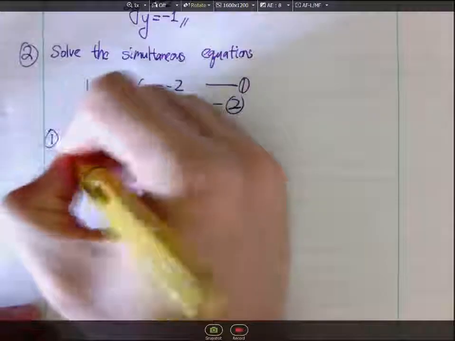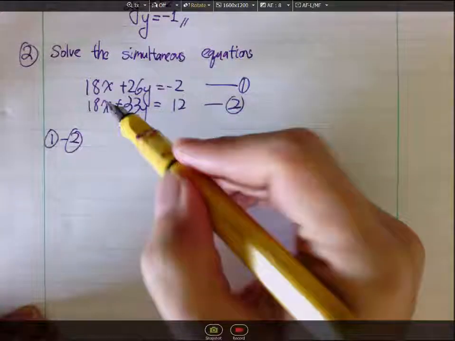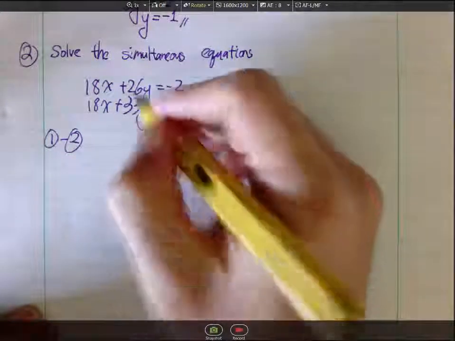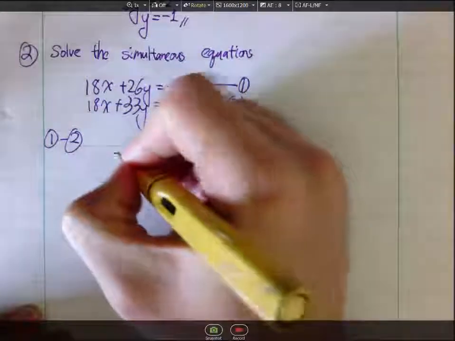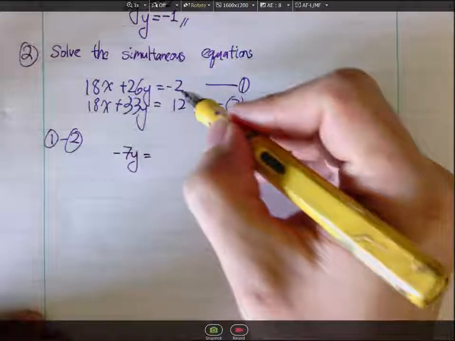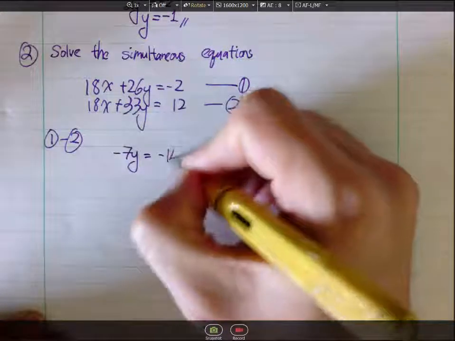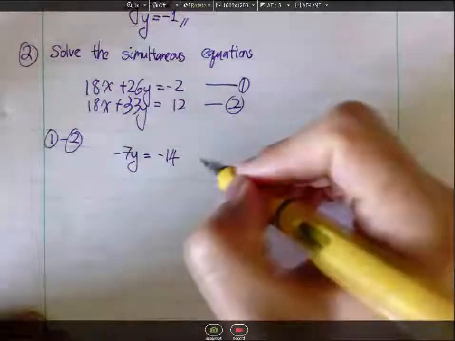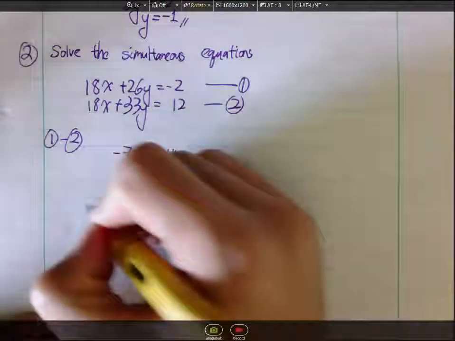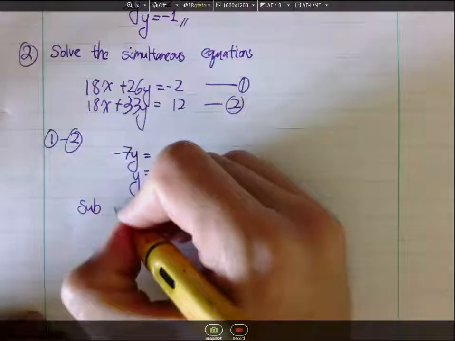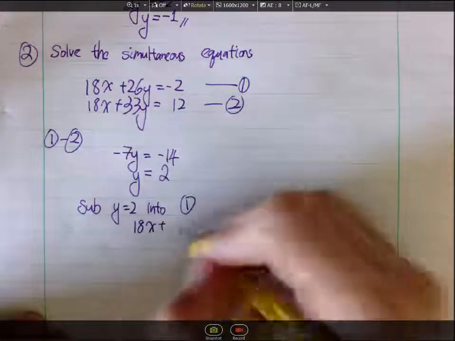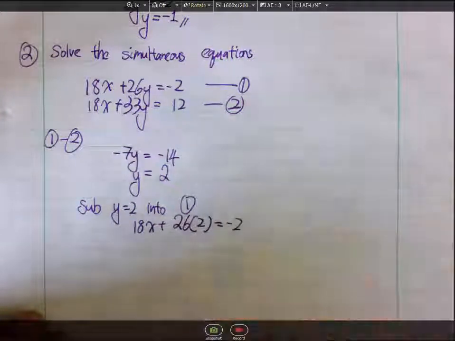So what I do is I take equation 1 minus equation 2. 18x minus 18x is no x. 26y minus positive 33y is negative 7y. 26 minus 33 is negative 7y. Negative 2 minus 12 gives you negative 14. Notice that we have already eliminated x. Dividing both sides by negative 7, I get y equals 2. Then we use substitution, step 3. Sub y equals 2 into 1. So 18x plus 26 times 2 equals negative 2.